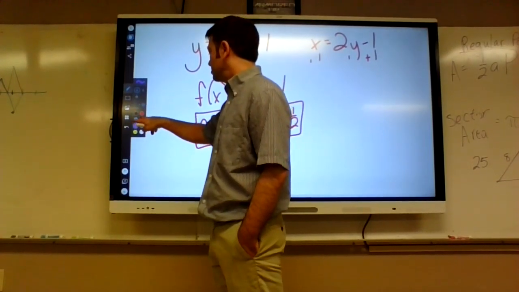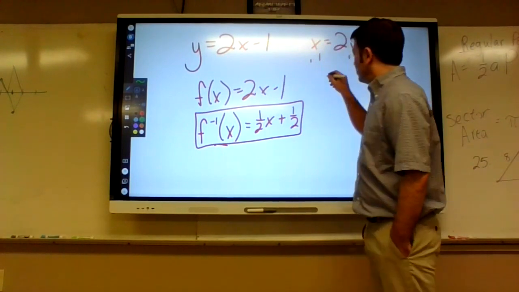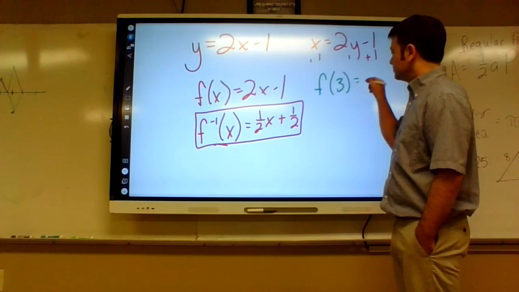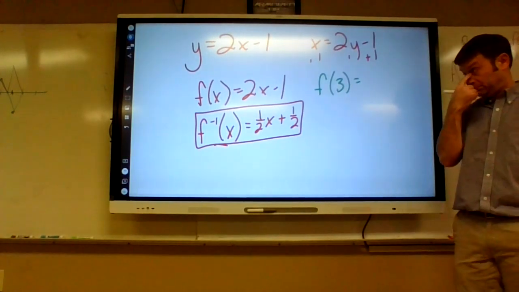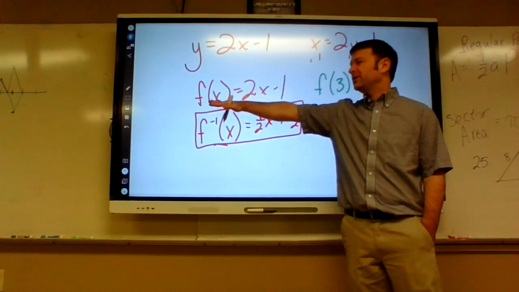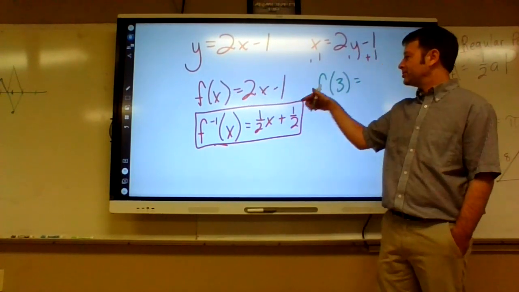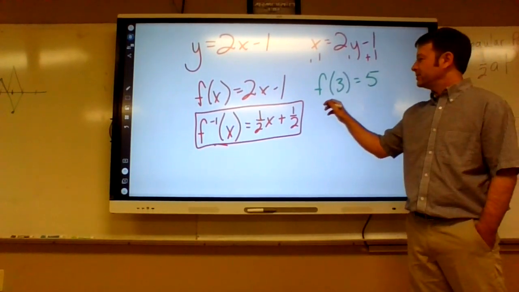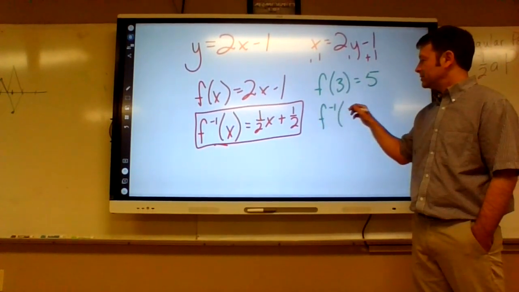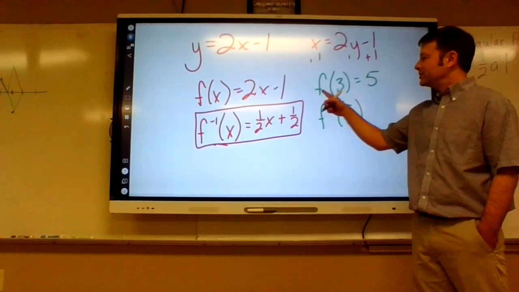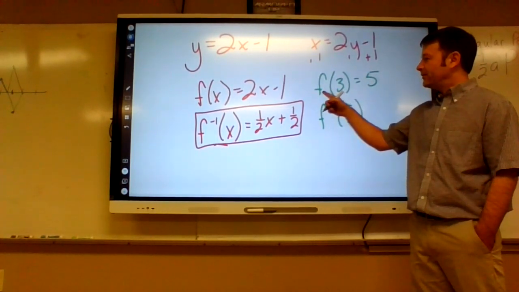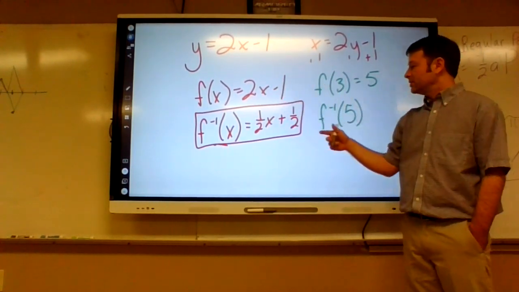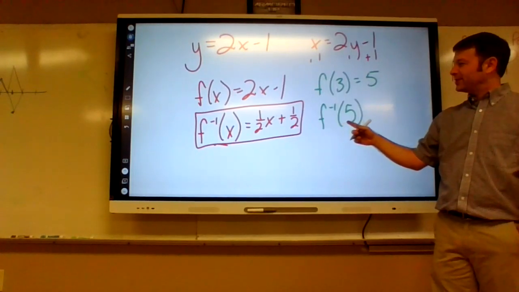Purple. No, green. Okay. What is f of 3? There's f right there. 5. 2 times 3 minus 1 is 5. Correct. Okay. What is f inverse of 5? So this means what does the function equal? Like what is the y value if the x value is 3? That's what that means. We plug in 3 for x. So what is f inverse of 5?